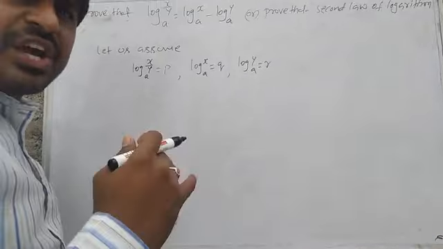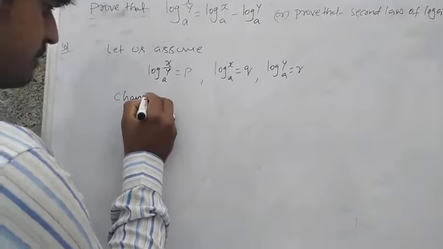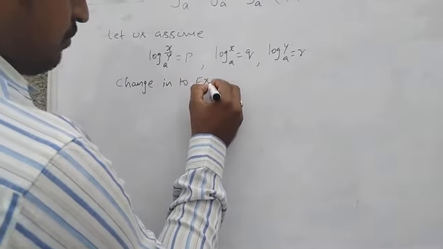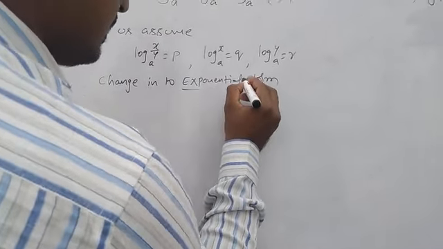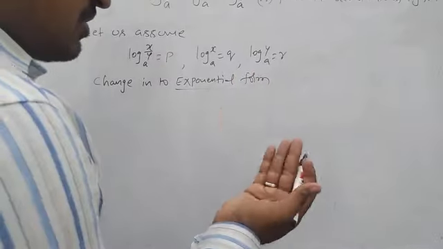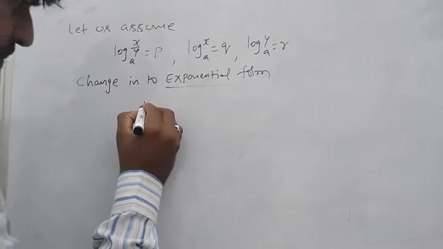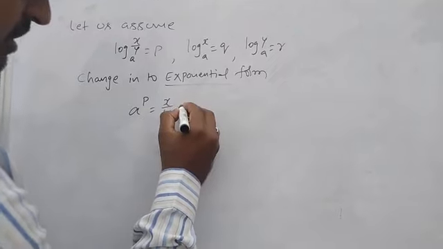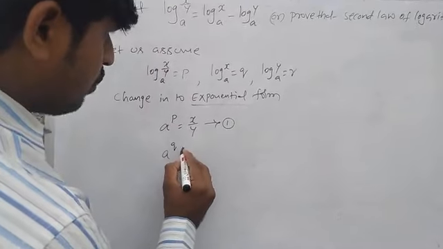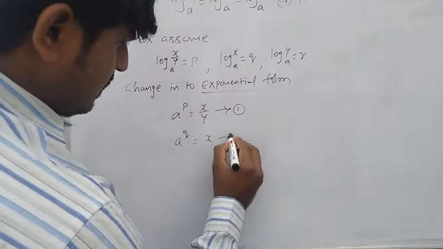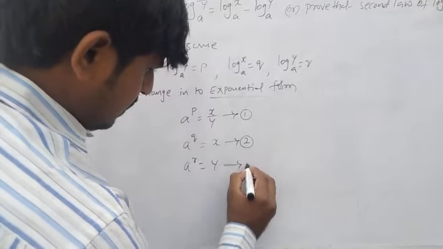That logarithmic form, change into exponential form. Okay. Exponential form, observe the base value. What is the base value? A to the power of p is equal to x by y, that is equation 1. What is the second one? A to the power of q is equal to x, that is second equation. Next third one, a to the power of r is equal to y, that is third equation.